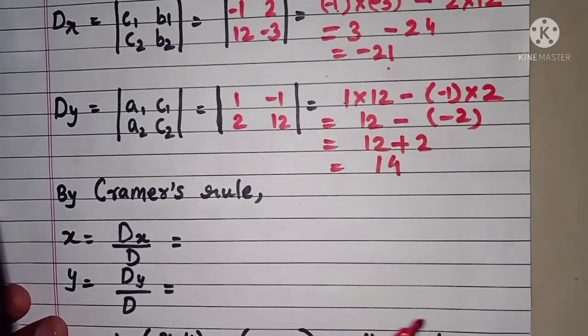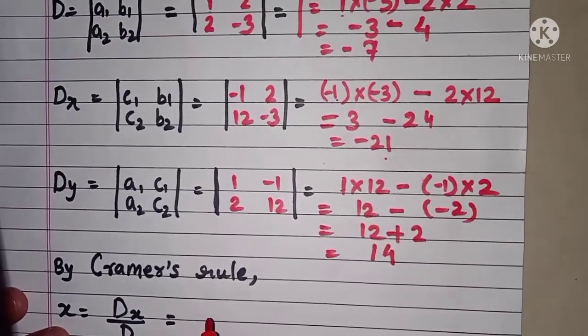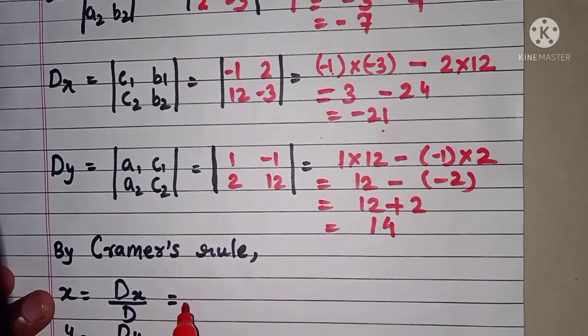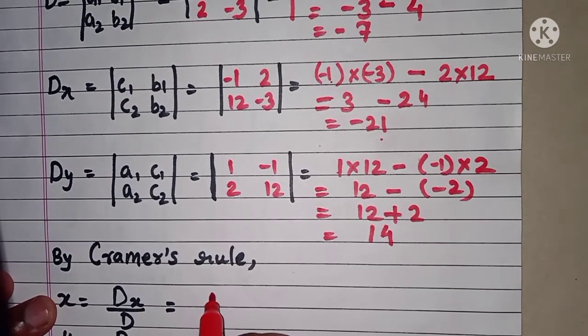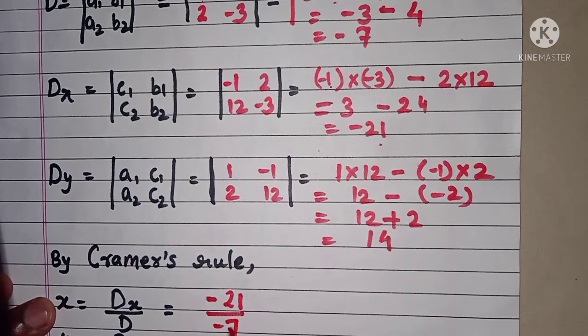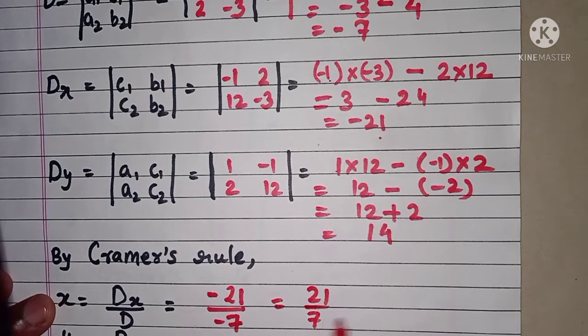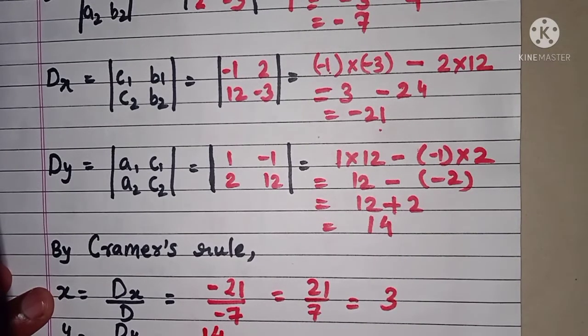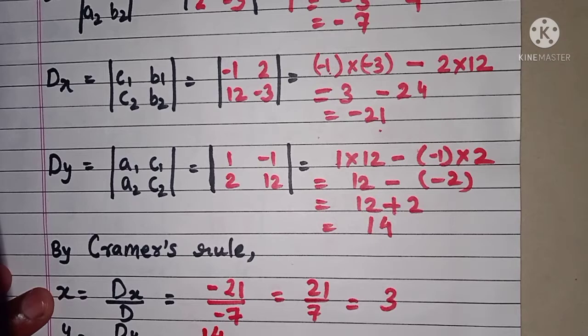Okay, now by Cramer's rule, all the values you got, D, Dx, Dy, now we will substitute in Cramer's rule. X, so what Dx did you get? Minus 21. D is your minus 7. So minus minus sign will cancel each other. 21 upon 7, you will divide this, you will get 3. Now next, Dy is your 14. This is your minus 7. So if you divide this, you will get 2. Since the minus sign is there, it will carry forward.